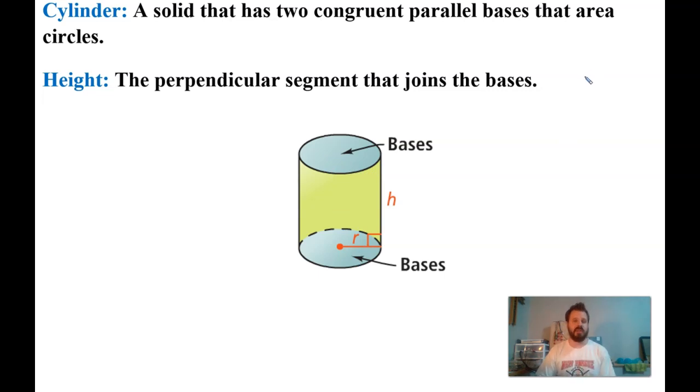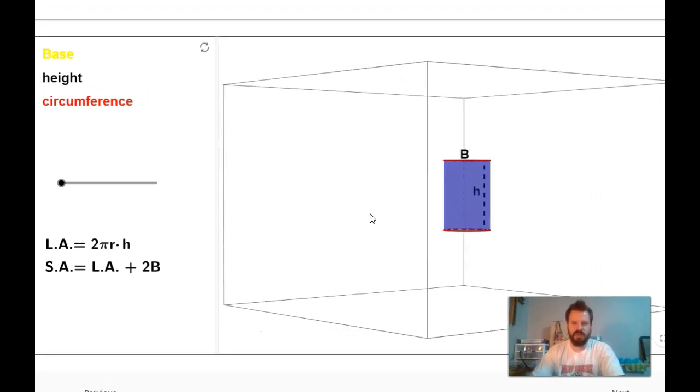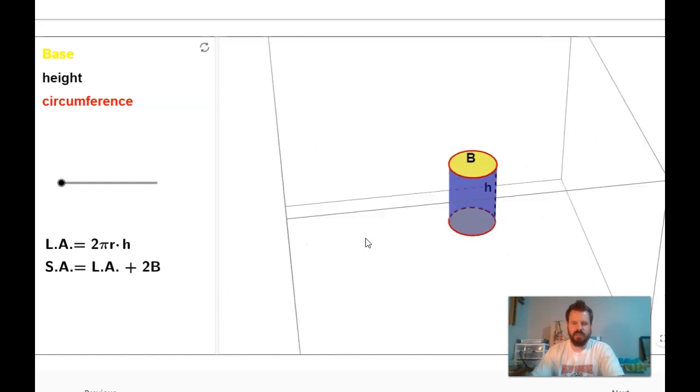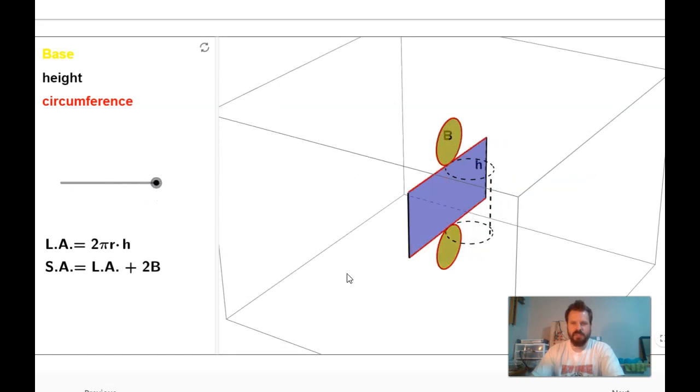Formally, we're going to define it as a solid that has two congruent parallel bases that are circles. I should fix that typo there. And the height is the distance between the bases. And then to visualize the formula for this, I've got another manipulative for you. So there is a cylinder. And when I unfold this, let's take a look at what happens.